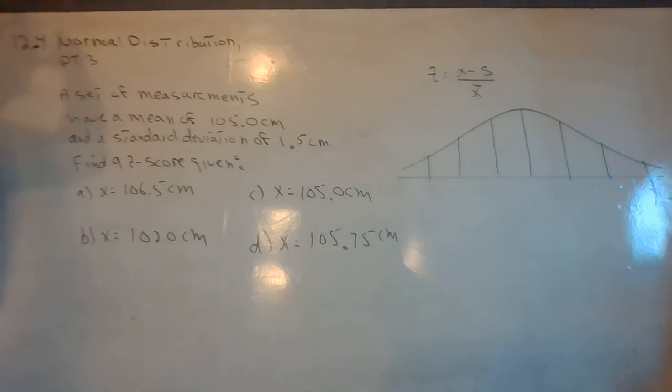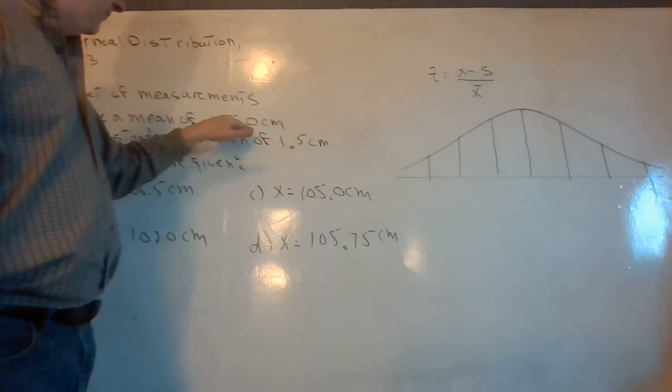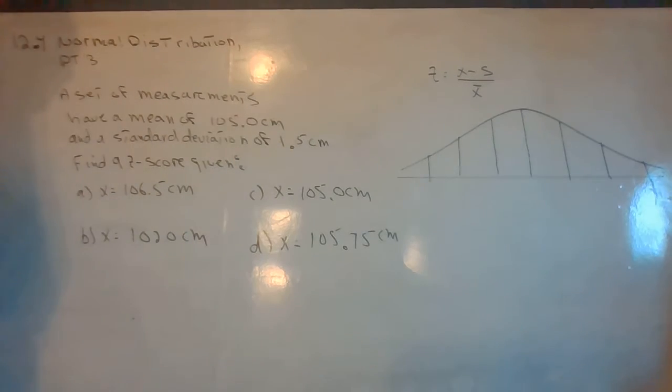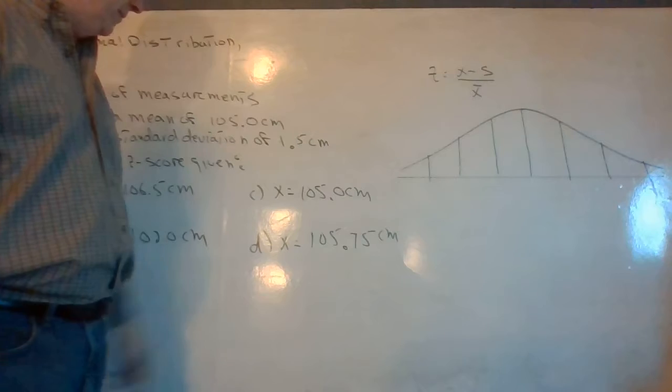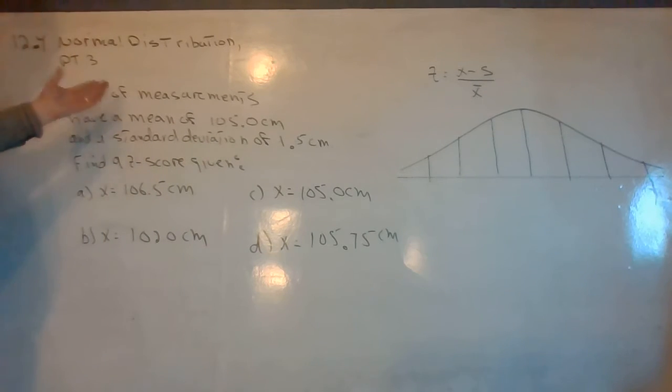Normal distribution part 3, we're going to talk about z-scores. Let's look at this very simple example. We have a set of measurements of 105.0 centimeters is the mean, and standard deviation is 1.5 centimeters. We'll assume this is a normal distribution. We wouldn't be doing z-scores if it weren't.